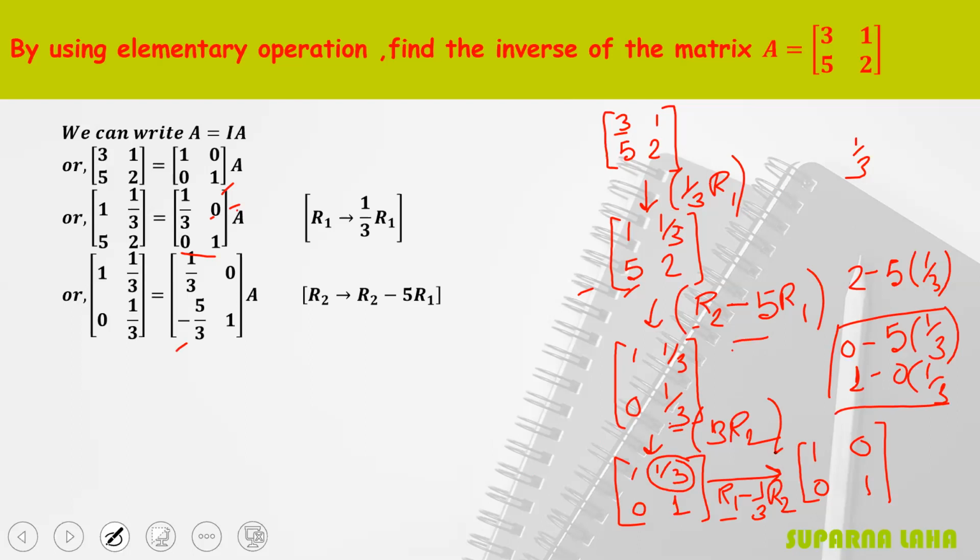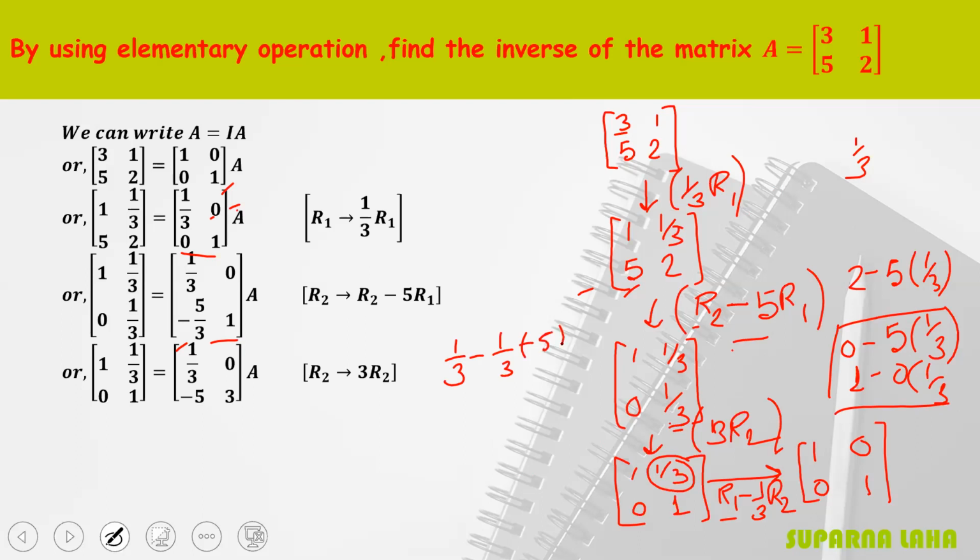Now 3 R2. You have to multiply the second row with 3. So this will be minus 5 and this will be 3. So write it down: 1, 1/3, 0, 1 and this will be 1/3, 0, minus 5, 3. Now R1 minus 1/3 R2. For the first element, R1 minus 1/3 into R2, that means 1/3 plus 5 by 3. So this value is 2.